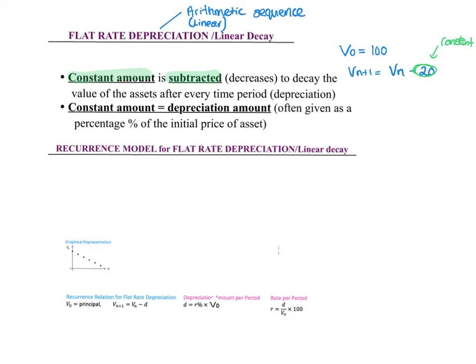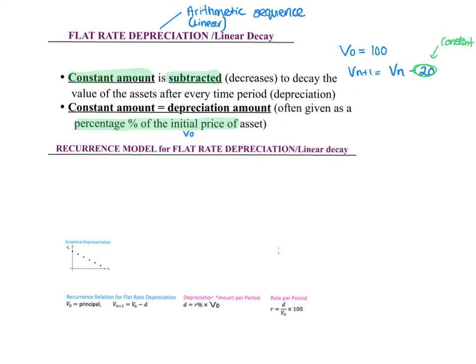So how do you get that amount? Sometimes, when we have flat rate depreciation, the amount is worked out by being a percentage of the initial. So what do we mean by that? The percentage of the V0. Okay, so say $100, if we're minusing 20, we're saying 20% of 100 is going to be taken off every time. All right, so we might just pop some notes in under here.